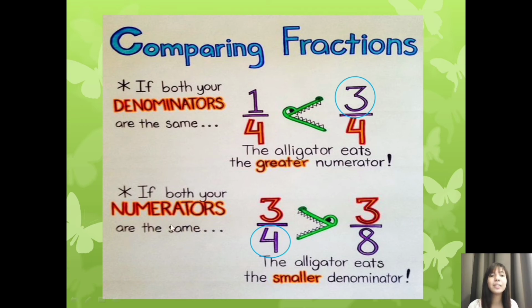Next, again, if the fractions have the same numerator, look at the denominator. We have 4 and 8. The smaller the number, the greater the value of the fraction. Okay, understand? That's why we have here the greater than symbol. 3/4 is greater than 3/8. So again, the alligator eats the smaller denominator because it has the greater value, 3/4. Understand? If you need to review this lesson, just replay this video.